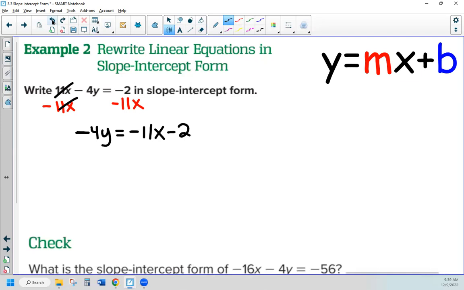My last step is to separate the -4 from the y, meaning take the -4 to the other side. Hopefully you agree that the -4 is multiplying with y. So the inverse operation, or the opposite, would be to divide it. Whatever you do to one side, do it to the other side. Notice that I'm going to do it to each term. I'm going to do it to the -11x and the -2 individually, okay? Whenever you do the opposite, they cancel out, leaving you with y equals.